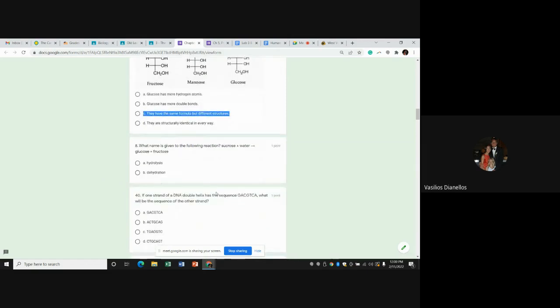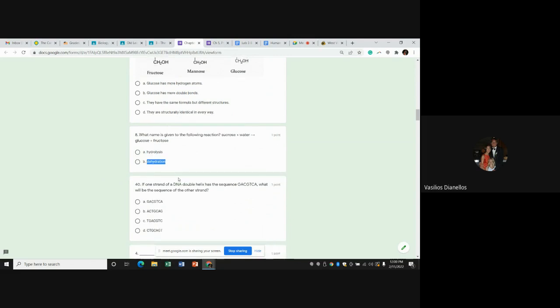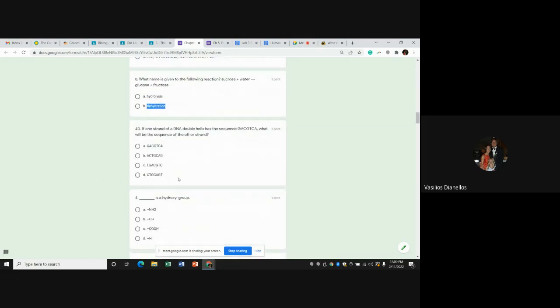What name is given to the following reaction? Sucrose plus water, glucose plus fructose. So again, here we go. The answer is hydrolysis. Not that you need to memorize anything about sucrose and glucose and fructose, but the fact that water is on the reactant side means it's hydrolysis. Water on the left, hydrolysis. Water on the right, dehydration. Again, anything other than those two, and you'll lose extra points.